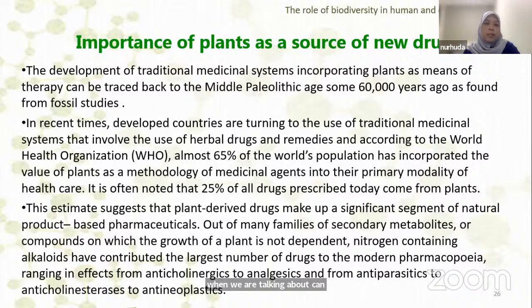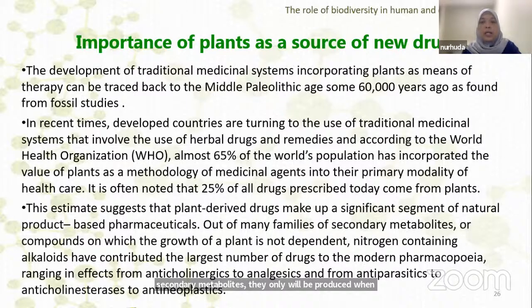chemicals, we are talking about secondary metabolites. Secondary metabolites are compounds, chemicals produced by the plant to protect themselves. This secondary metabolite is not a necessity for a plant to keep living, but it needs this to protect itself from infection, to deter herbivores, to deter animals from eating them, so these secondary metabolites will only be produced when the plant is threatened.